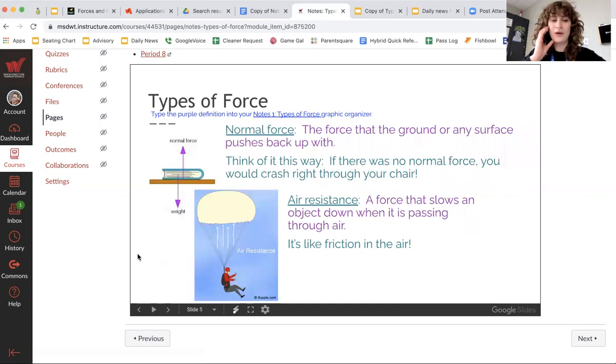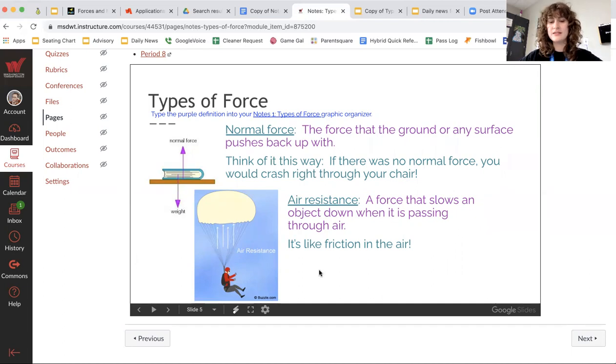All right, two more. Something called the normal force. The normal force is the force that the ground or any surface pushes back up with. If you're sitting on a chair right now, why isn't the force of your body pushing that chair all the way to the ground and then pushing through the ground? Because of the normal force. If there was no normal force, you'd crash right through your chair. Essentially, the normal force is what keeps the world pretty normal, keeps things from collapsing through their surfaces. If there's a book on a table, the book presses down on the table, and the normal force pushes back up on the book.